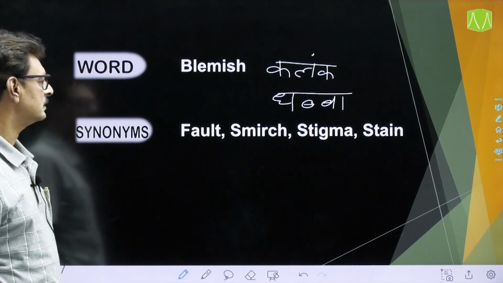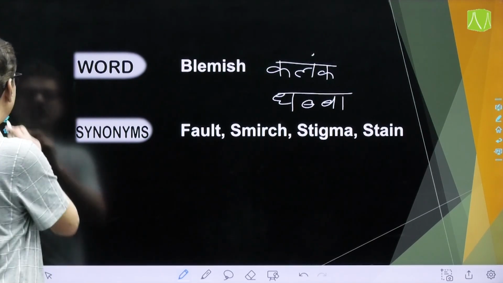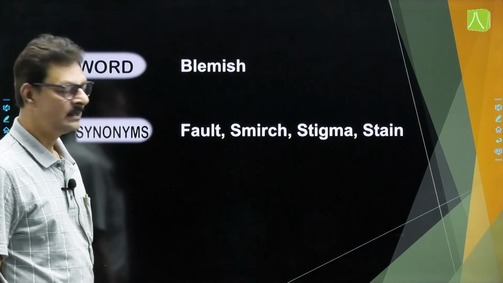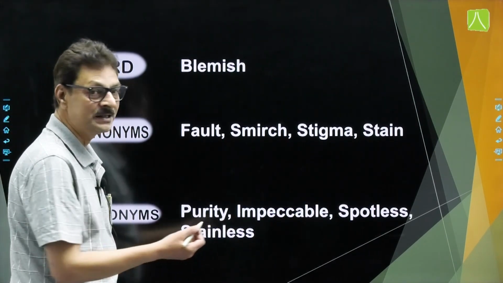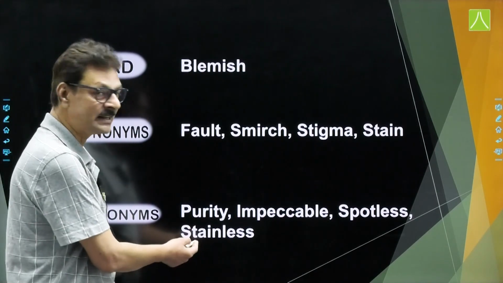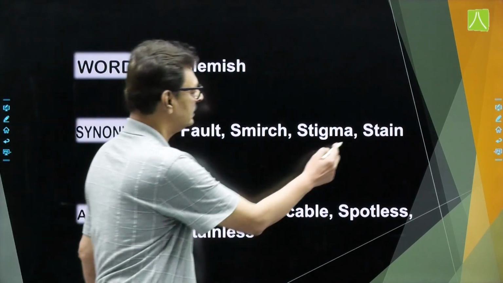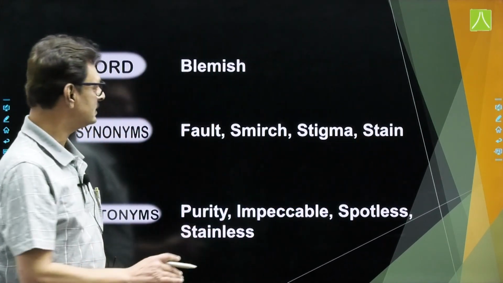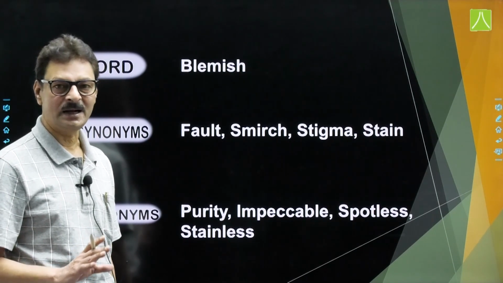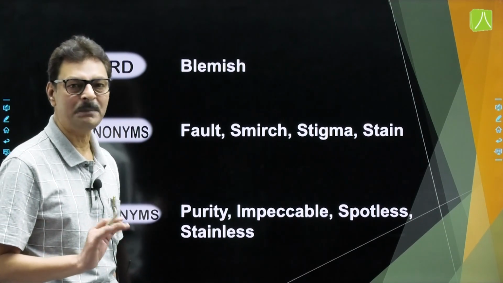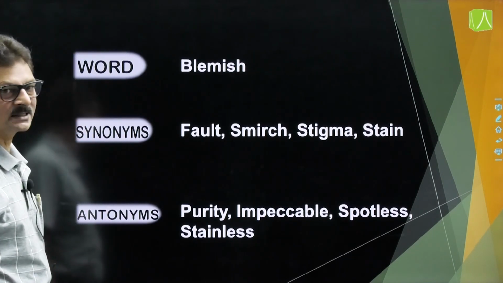The synonyms: smirch, stigma, stain. Synonyms for the word blemish. And the antonyms for this word will be purity, impeccable, spotless, stainless. Stain is dhabba, stainless without any stains, बिना किसी धब्बे का. Clear, pure, impeccable are the antonyms of this word blemish.